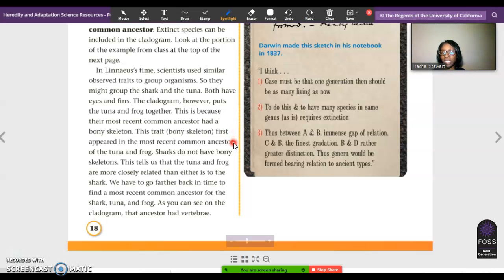This trait, bony skeleton, first appeared in the most recent common ancestor of the tuna and frog. Sharks do not have bony skeletons. This tells us that the tuna and frog are more closely related than either is to the shark. We have to go further back in time to find a most recent common ancestor for the shark, tuna, and frog. As you can see on the cladogram, the ancestor had vertebrae.